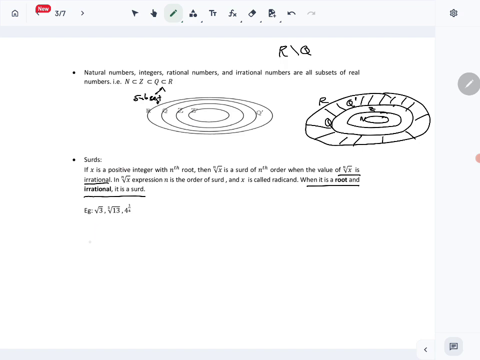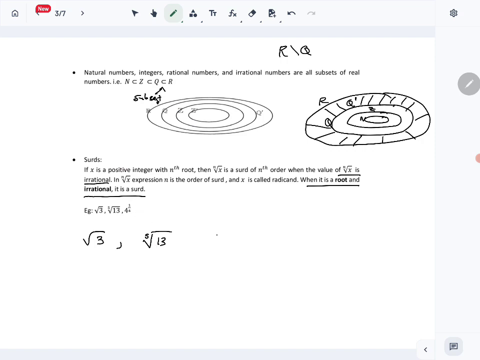So let's look at the examples. Root 3. This is a root and an irrational value. There's no way to write this as a repeating or terminating decimal. So root 3 is an irrational number. Then this one, the fifth root of 13, that is also irrational.